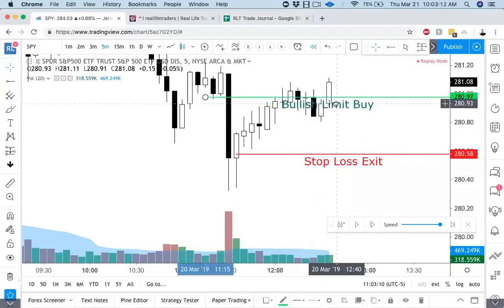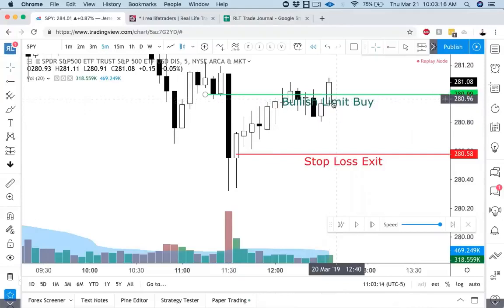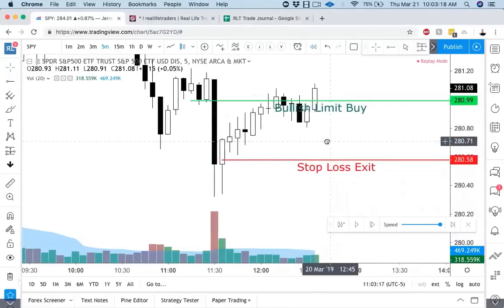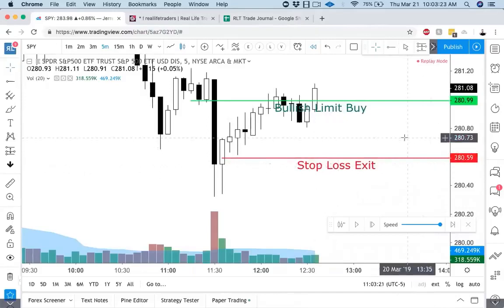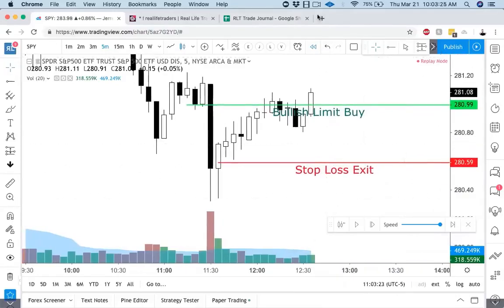Since I missed it by a penny, what I would do personally is take the trade, move it up halfway into that candle, and I'd probably just leave my stop right here, 280.59, so that way I'd have 40 cents of risk. And I would try to catch a pullback into this candle because, especially with the SPY, and we're going to look at other stocks in a second, don't worry, the SPY retests very, very frequently.